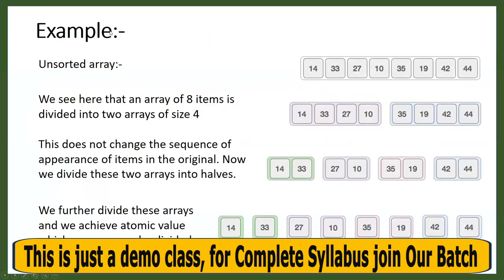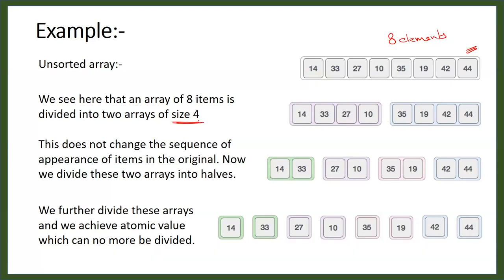So we are going to understand this with an example, guys. Here we have an unsorted array as we took in the previous examples. A similar array: 40, 33, 27, 10, 35, 19, 42, and 4. In total we have 8 elements. Now we see here that an array of 8 items is divided into two arrays of size 4. Basically, it divides it into a half array and a second subarray of half.